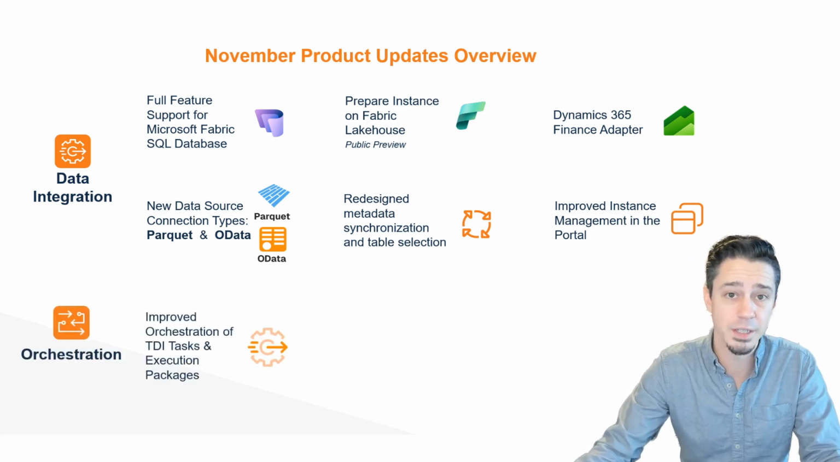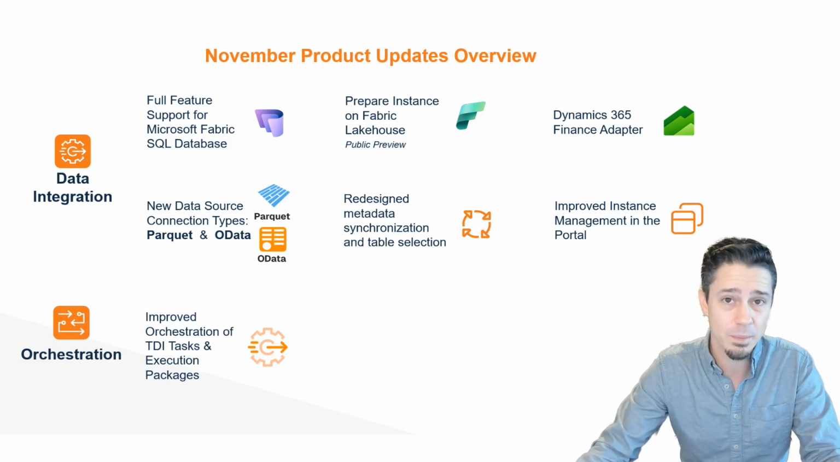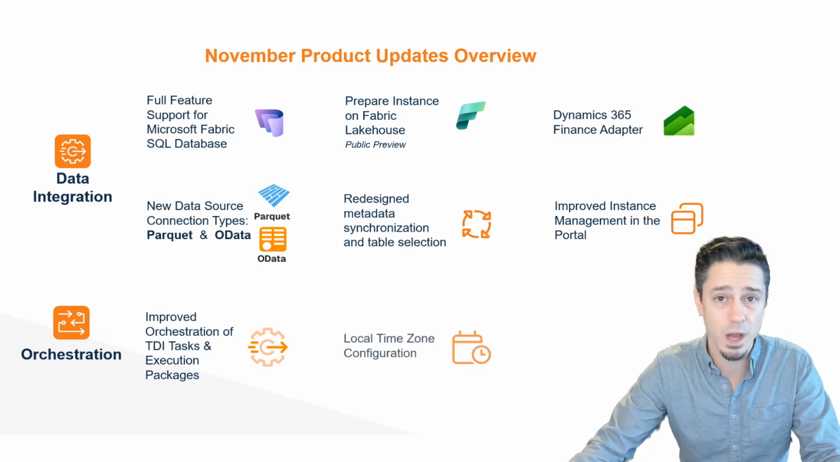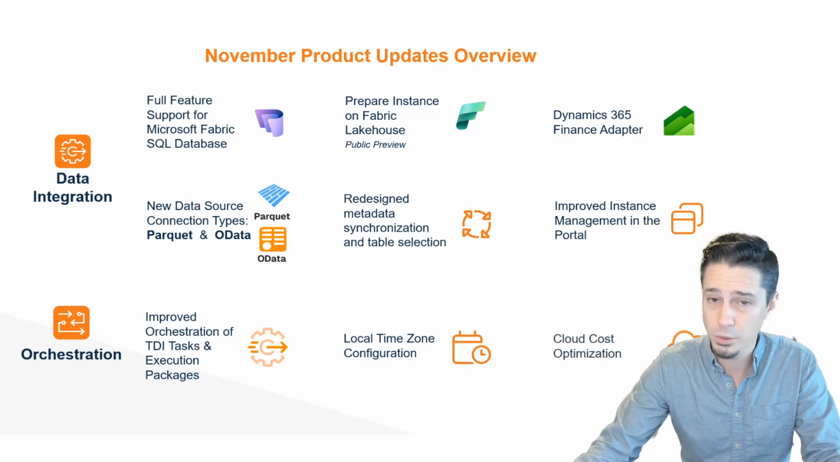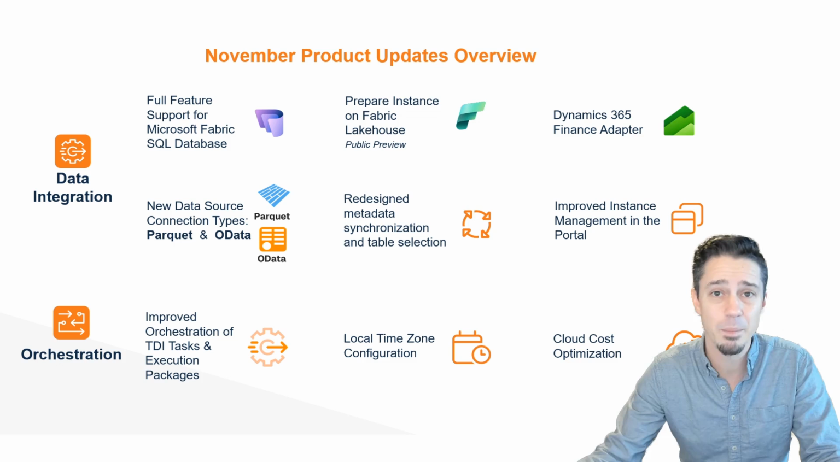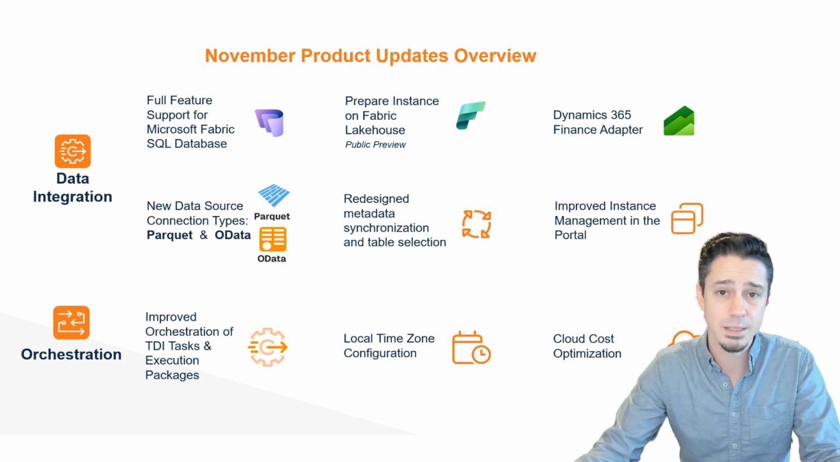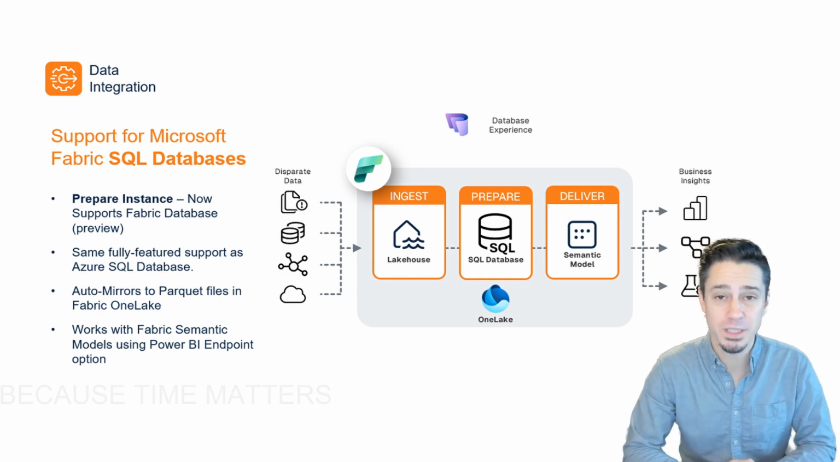Now in orchestration, we have improved orchestration of TDI tasks and execution packages. Now all of your packages will automatically be synchronized within orchestration, and you can create those automatically. Local time zone configuration in orchestration as well. I'll show you how to set that up. And finally, cloud cost optimization. We have a new package in orchestration that allows you to scale up and scale down Azure resources, all within your process orchestration management. Let's dive right into our support for Microsoft Fabric SQL databases.